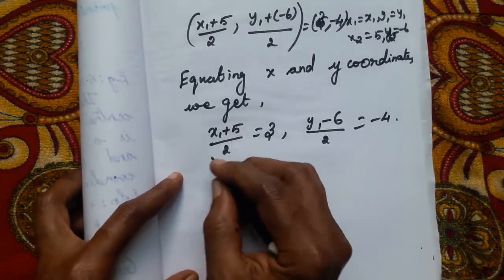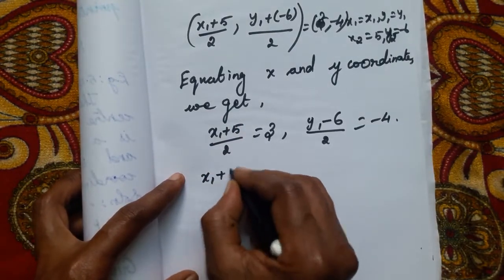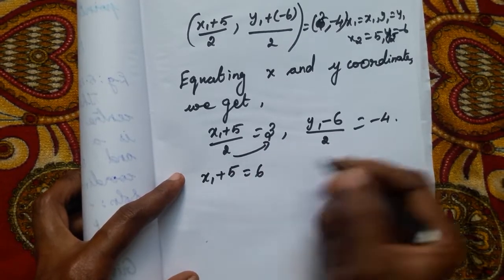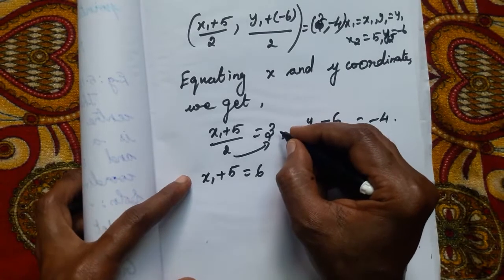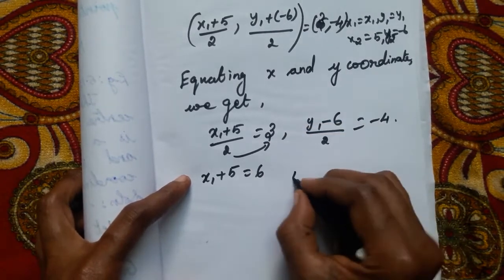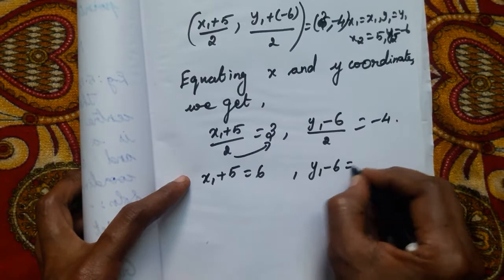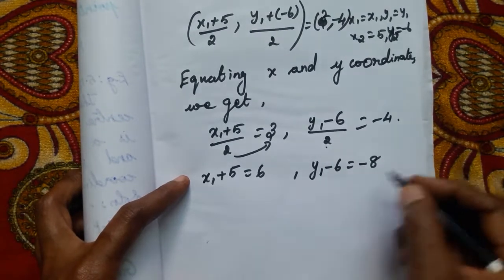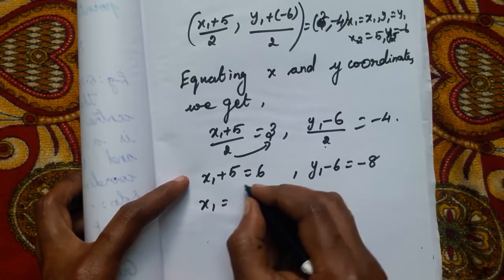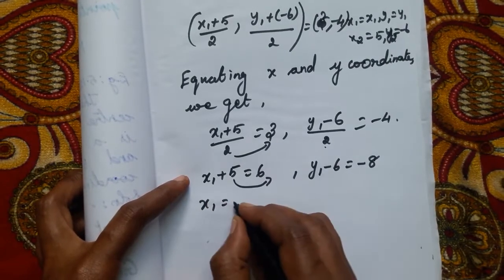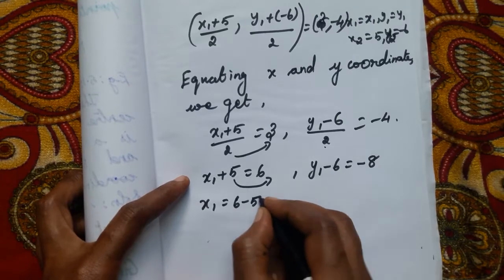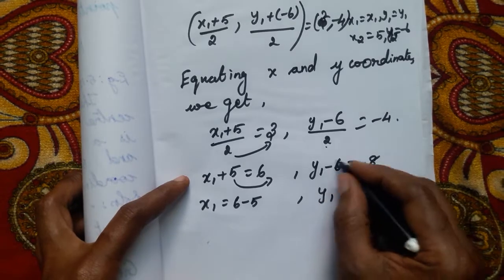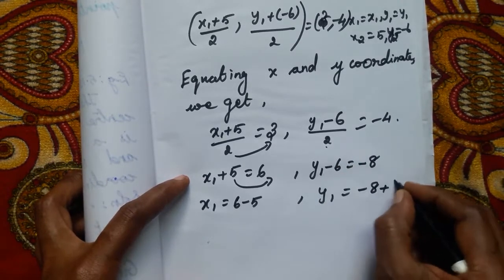Next, x1 plus 5 is equal to 3 into 2, 3 twos are 6. Next, y1 minus 6 is equal to minus 4 into 2, 4 twos are 8, minus 8. Taking 5 to this side, x1 is 6 minus 5. Next, y1 is equal to minus 8, and taking minus 6 to this side, plus 6.